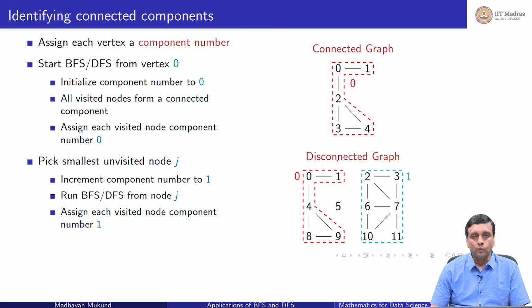So now after 2 DFSs or 2 BFSs, I have identified component 0 and component 1, but at this point I still have an unvisited vertex. So I will repeat this. So in general, there may be many components.